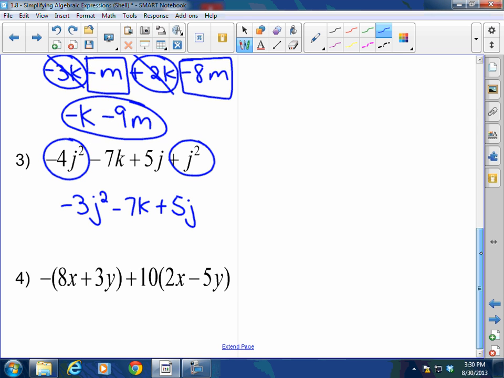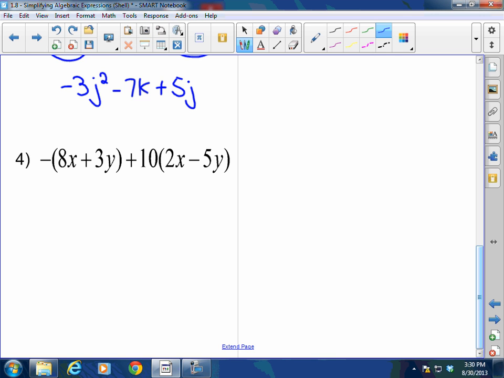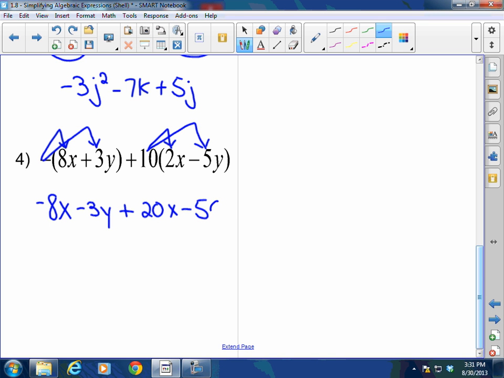And last but definitely not least, let's go ahead and simplify this. Please remember, you must distribute before you simplify expressions. So this negative 1 gets distributed. Negative 1 times 8x is negative 8x. Negative 1 times 3y is negative 3y. Plus 10 times 2x is 20x. And 10 times negative 5y is negative 50y.